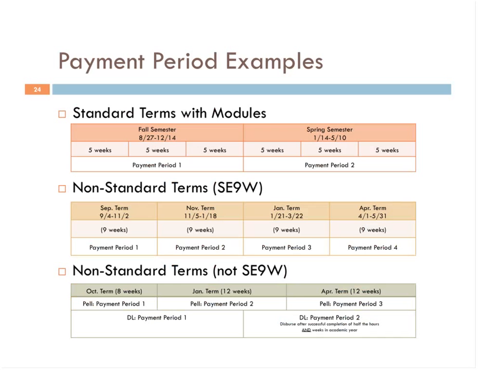Here are some payment period examples. So you see the standard term with modules. You'll see how there are 2 payment periods. This is a school that bundled 5-week mods into semesters. In the non-standard term, we have substantially equal 9-week terms. You'll see that there are 4 payment periods, 1 each 9 weeks. And in the non-standard term, you'll see that you actually have 3 Pell payment periods, which you are allowed to do. But with direct loans, you're not allowed to do that, and you have to wait until 50% of the period or the term has been completed before you can make that second disbursement of direct loans.